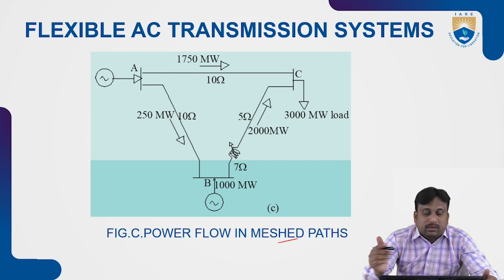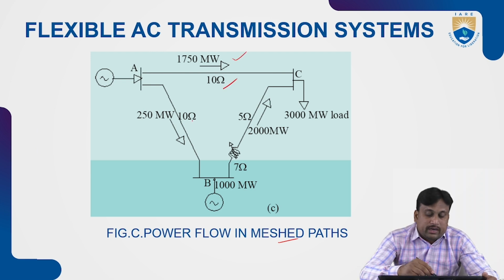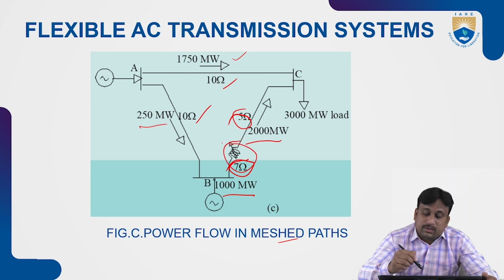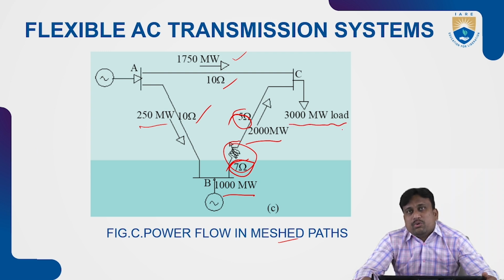This is situated with 10 ohm impedance, 1750 megawatts. Again 10 ohms impedance with 250 megawatts here. And here 2000 megawatts with 5 ohms impedance. Here 1000 megawatts with 7 ohms. So external impedances are connected as the compensation of the line is done. Here the 3000 megawatts load is fed at point C. So when you compensate the line at various factors, the line is energized more.